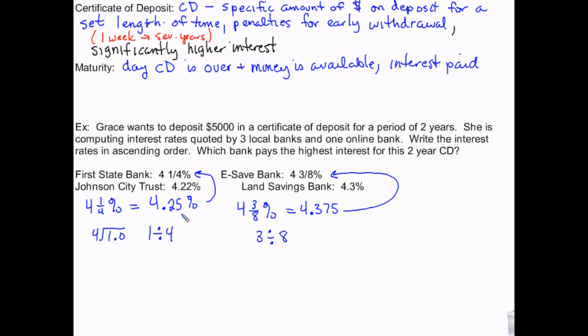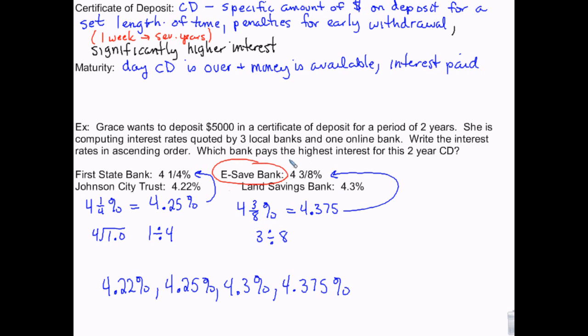So I have a 4.25, a 4.22, a 4.375, and a 4.3. 4.22 is the smallest. And then 4.25. And then 4.3. And then 4.375. And so E-Save is the best.